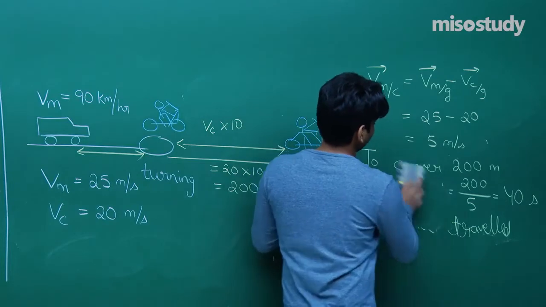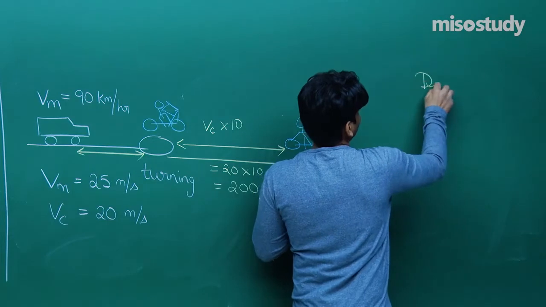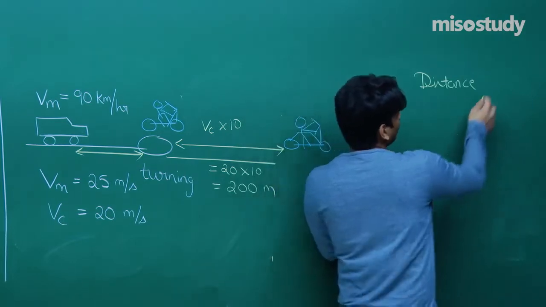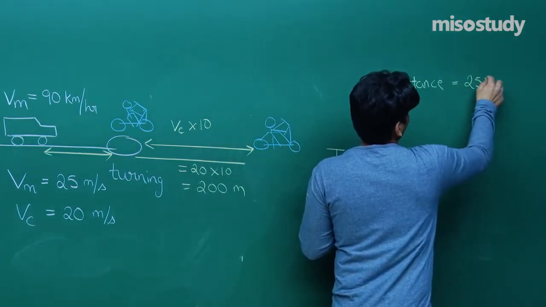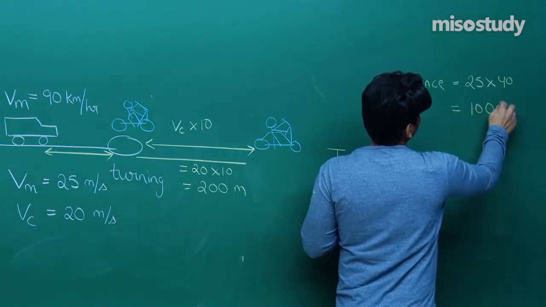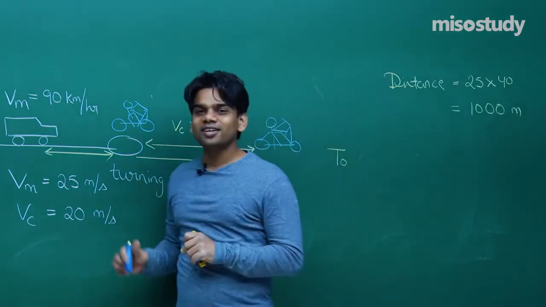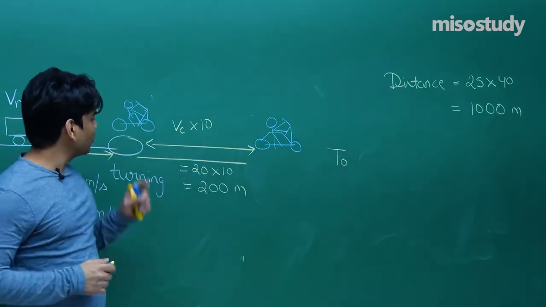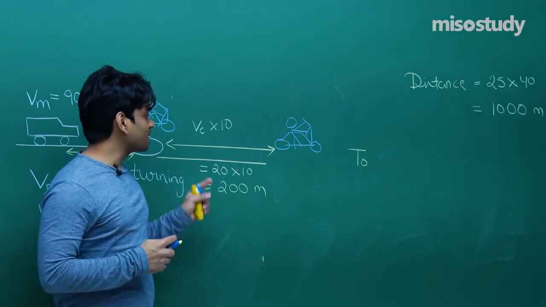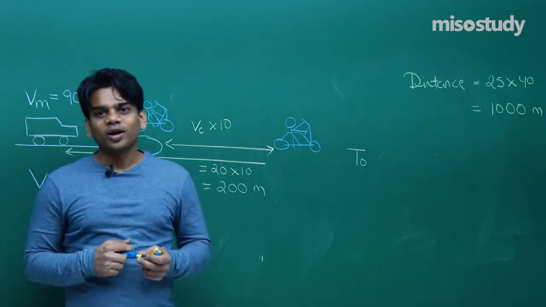Or let me do it at the top, that would give us more space. Or let me use directly distance traversed, that will be equal to speed of policeman, that is 25 into time, that is 40. So 25 into 40, that is 1000 meter. So from the turning, the policeman would have traveled 1000 meter, that is 1 kilometer, to hold the thief, that means to catch the thief. So this is your answer. In total, to hold the thief from the turning, the policeman has to travel 1 kilometer.